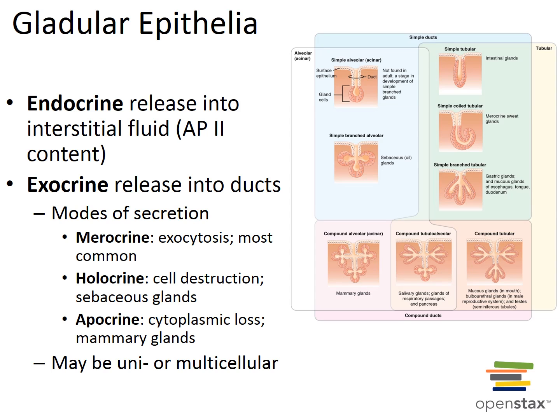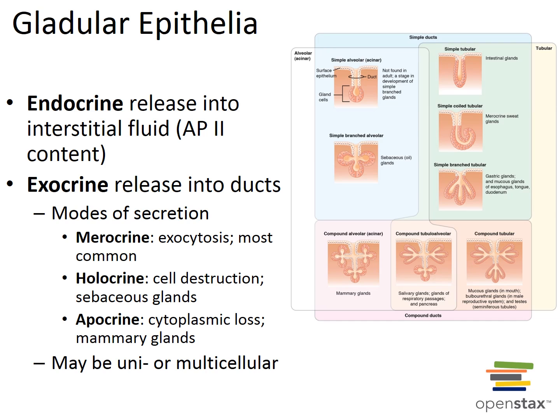There's also different modes of secretion, merocrine and holocrine. Merocrine, the products are secreted by exocytosis, like the pancreas, sweat, and salivary glands. Holocrine, the products are secreted by the rupture of the glands, like the sebaceous glands. And then apocrine, you have cytoplasmic loss of the gland, and those would be mammary glands as an example.